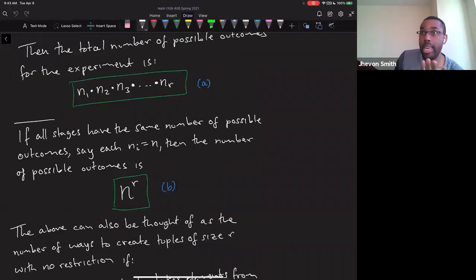If each stage has the same number of possibilities, then it looks like B. But if they have different possibilities, it looks like A. But it's the same principle. You just multiply all things. So if you have R stages, you would multiply the R number of ways that each stage can happen. If each stage can happen in N ways, then you would get N to the R as a consequence, right?